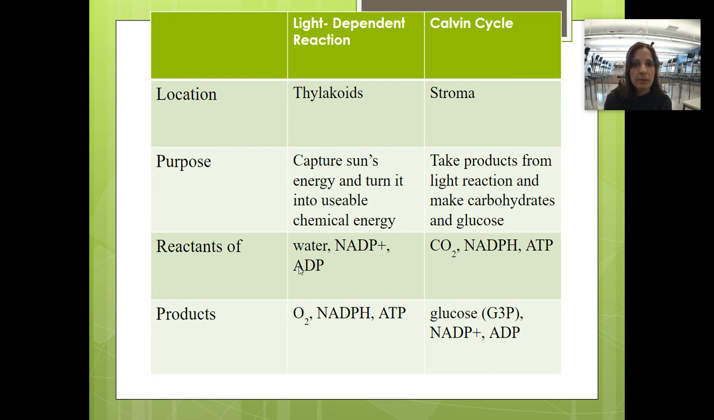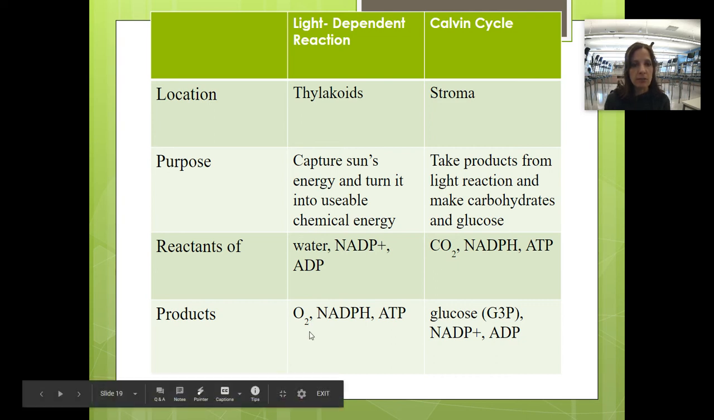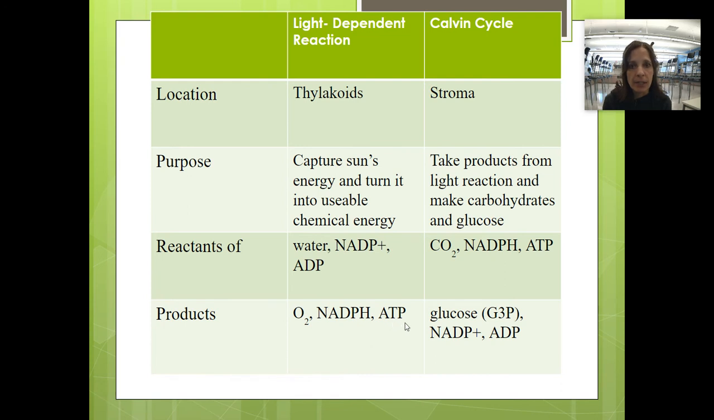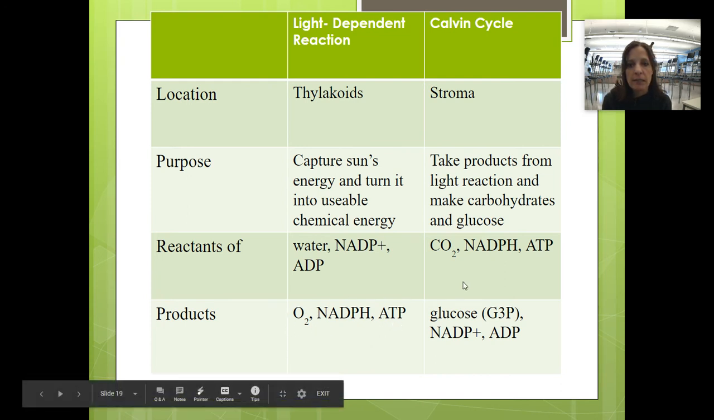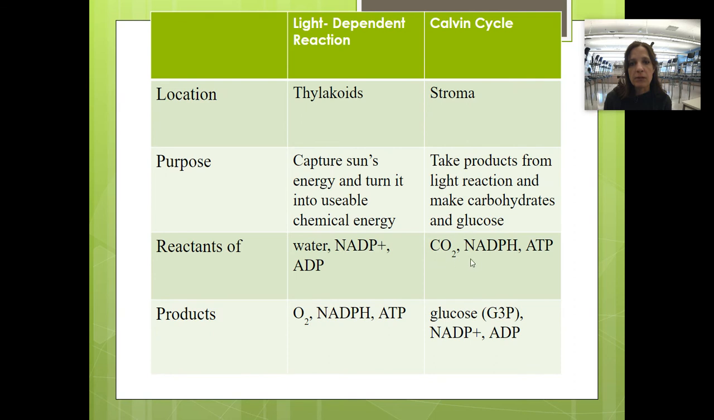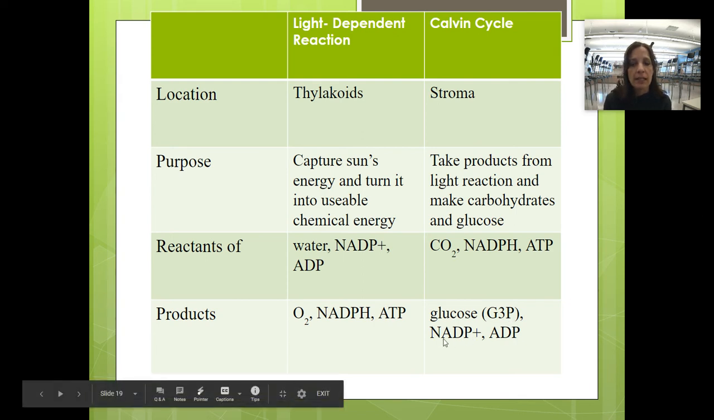The Calvin cycle takes products from the light reaction and makes carbohydrates and glucose. The reactants of the light-dependent reaction are water, NADP plus, and ADP. And then the products of the light-dependent reaction are oxygen, NADPH, and ATP. And so then those products get used as the reactants up here for the Calvin cycle. And finally, we get glucose, which you may see as G3P. G3P is a 3-carbon molecule that can be combined to make glucose or sucrose or whatever. And then you get NADP plus and ADP, which are then going to be used in the light reaction.